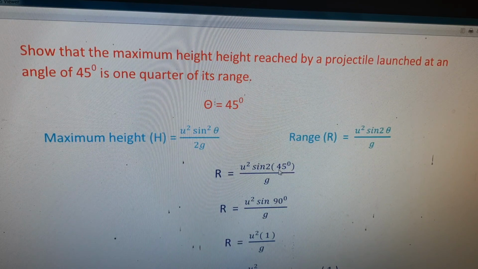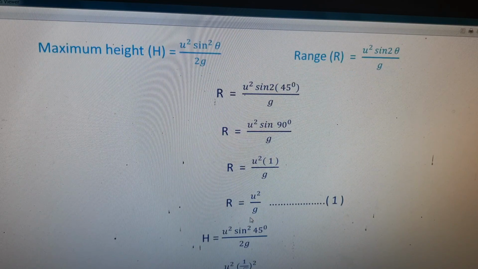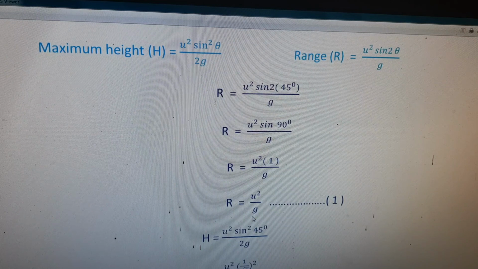R is equal to u square sin 2 theta. Instead of theta, we can take 45 degrees. So 2 into 45 by g. And next, R is equal to u square sin 2 into 45, which is 90 degrees, so u square sin 90 by g. And next, R is equal to u square into 1 by g, because sin 90 is equal to 1. Therefore range R is equal to u square by g. This is equation number 1.